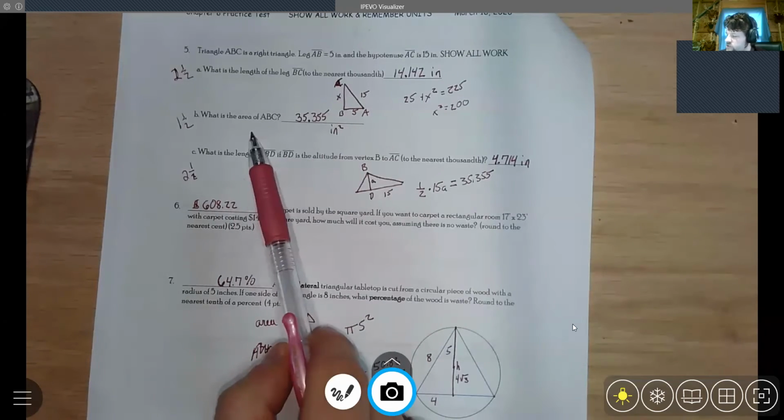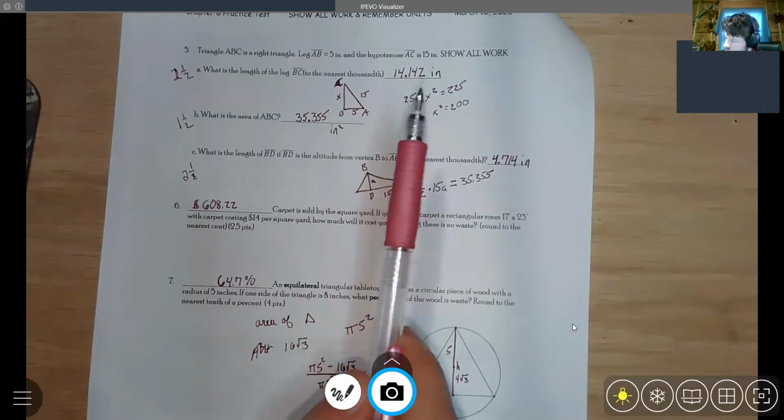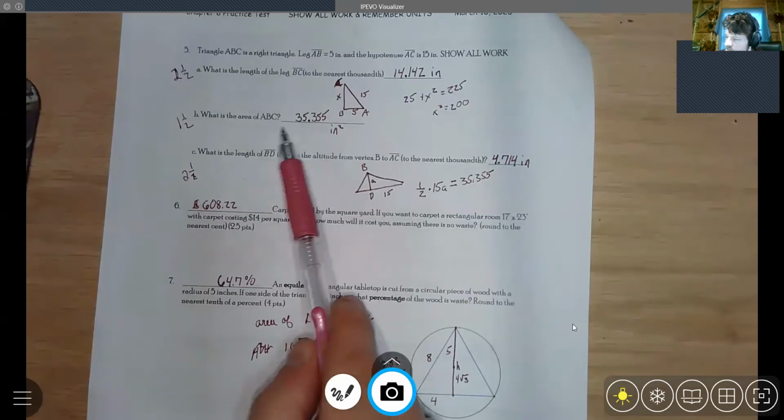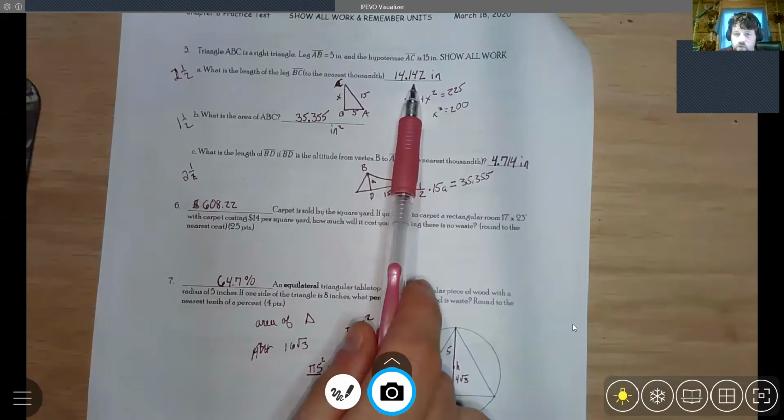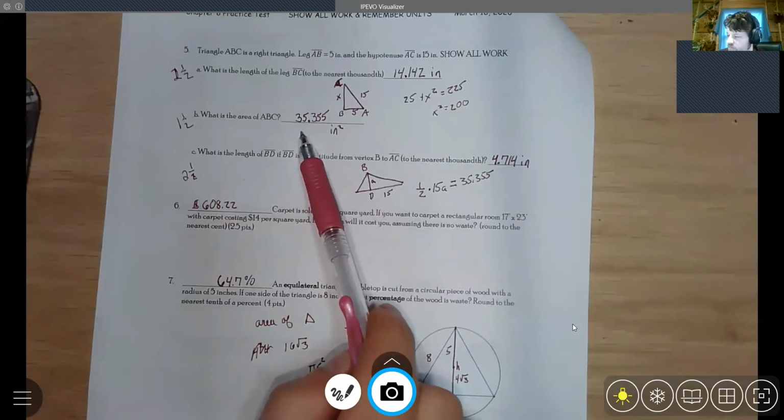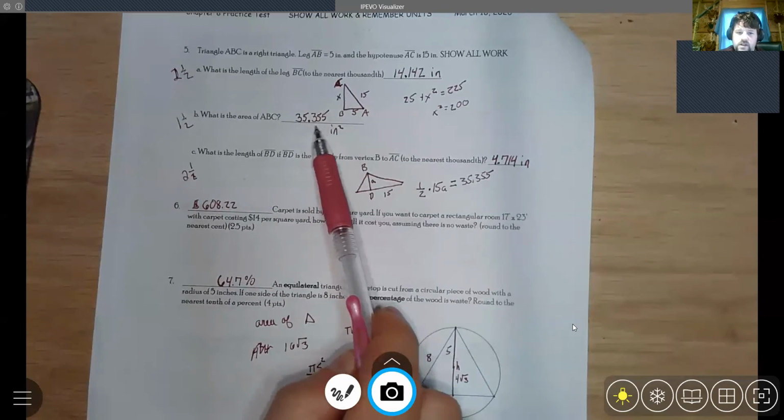And what is the area of this triangle? That's just half base times height. So half of 5 times the height, which we found was 14.142. You should get 35.355 or something close.